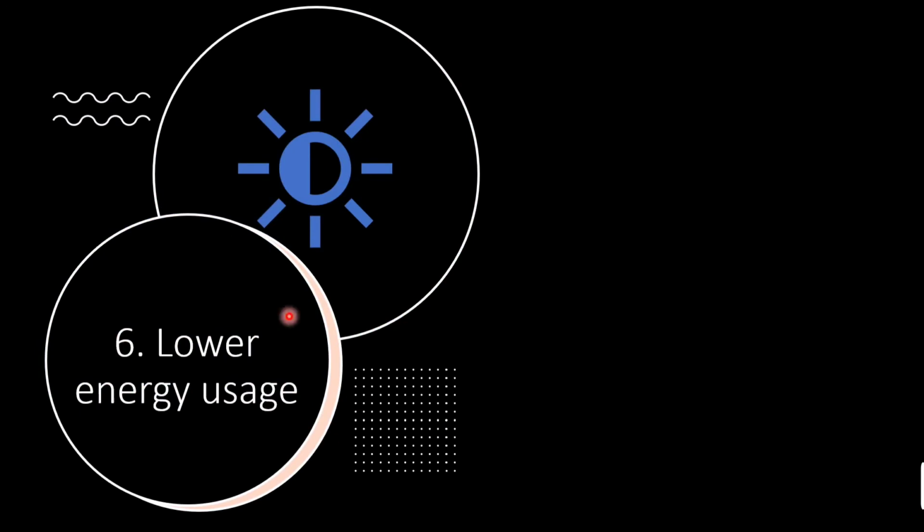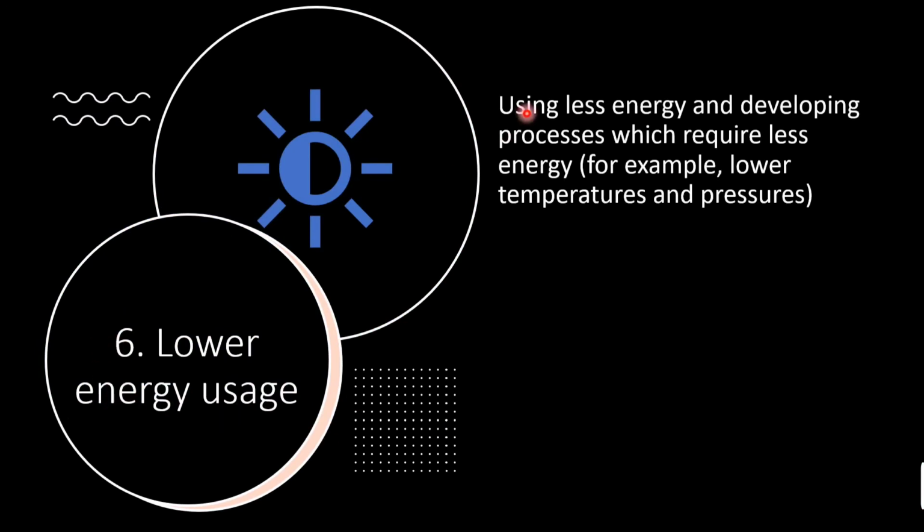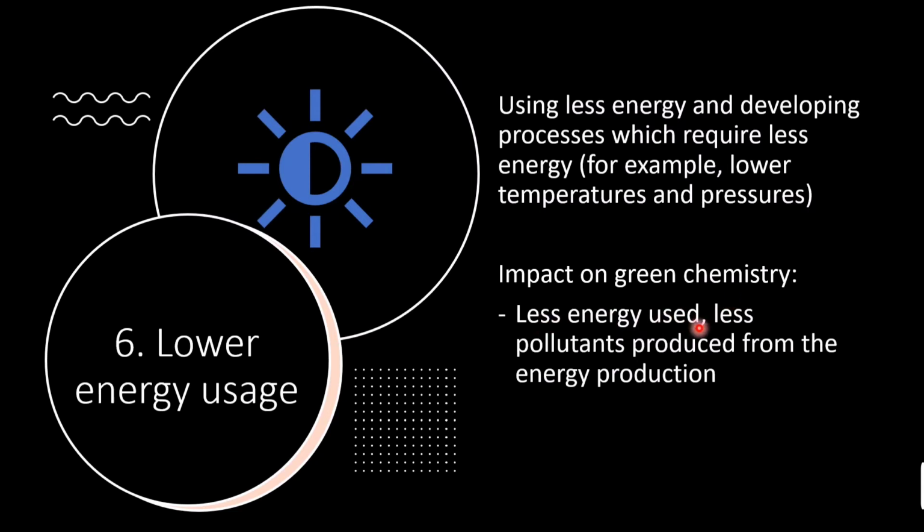So number 6 is using less energy. So using less energy and developing processes that require less energy. For example, this is processes that require lower temperatures and pressures. So what is the impact on green chemistry by using less energy? The less energy used means that less pollutants are produced when we produce this energy. So less carbon dioxide from power stations, for example.